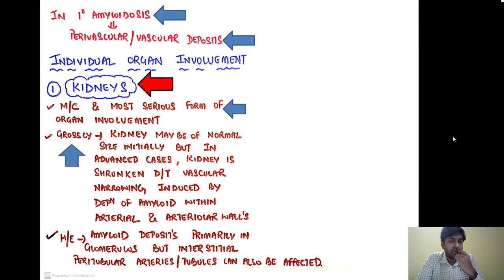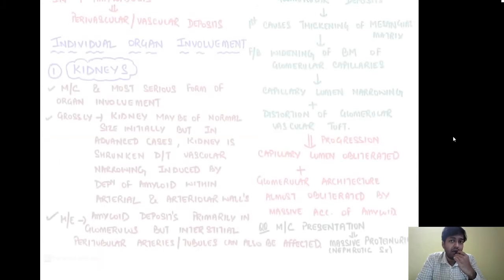Grossly, the kidneys may be of normal size initially, but in advanced cases you will see that the kidney is shrunken because of the vascular narrowing induced by the deposition of amyloid within the arterioles and arteries. In H&E, the amyloid deposits primarily in the glomerulus, but interstitial, peritubular, arteries or tubules can also be affected by amyloid deposition.